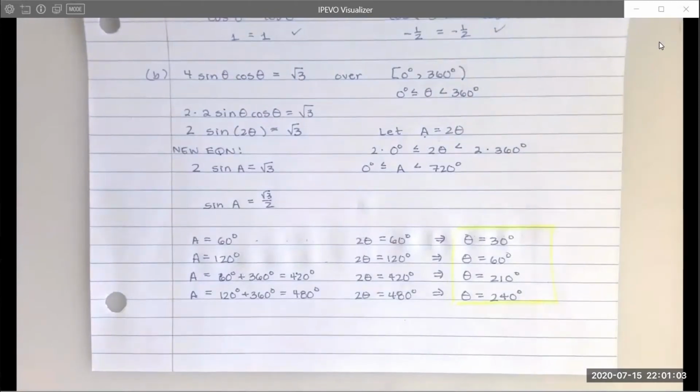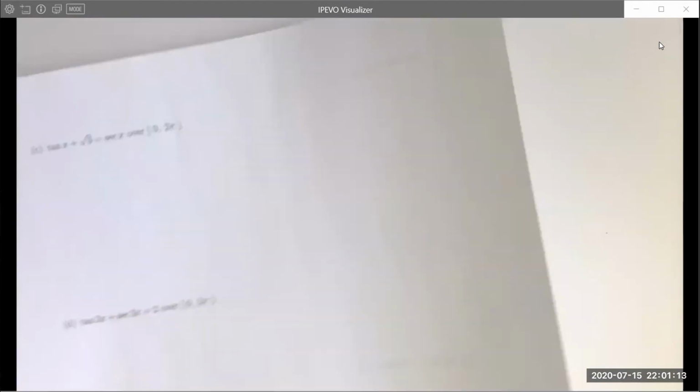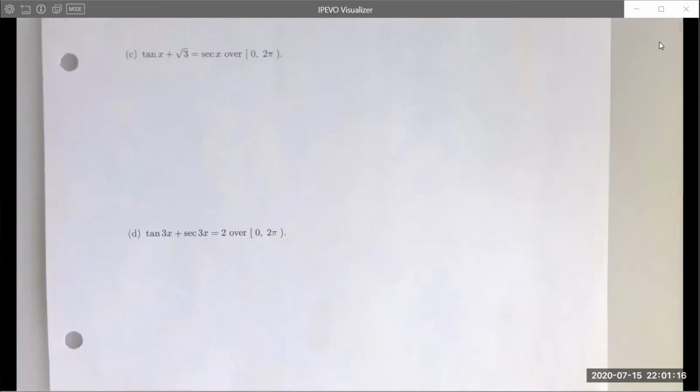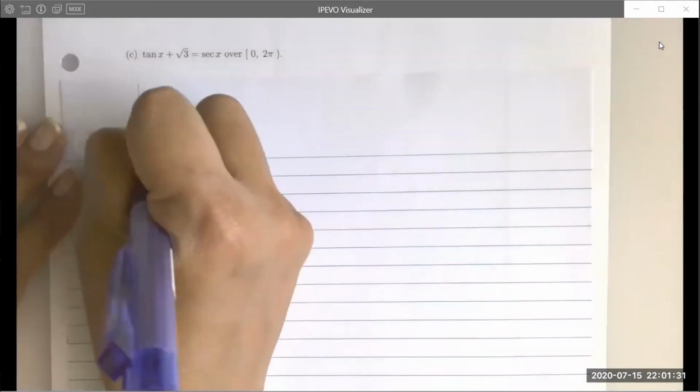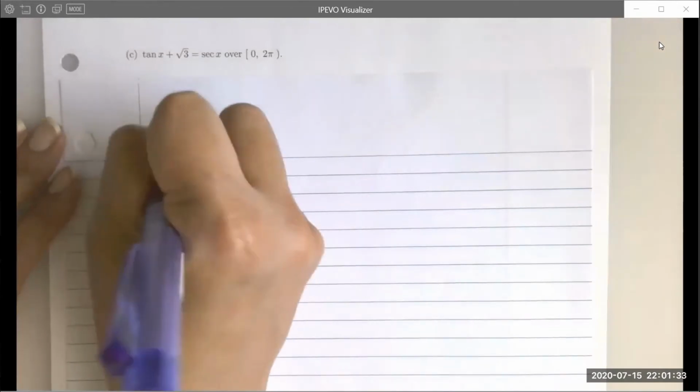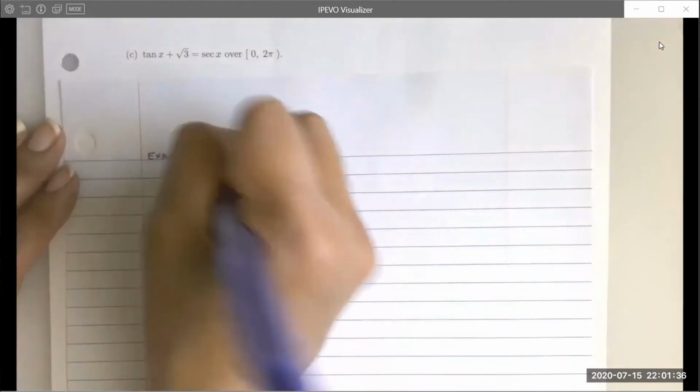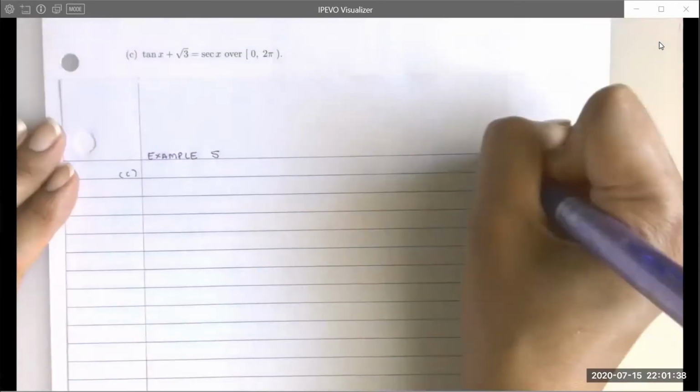So that is example 5, parts A and B. Let's take a look at part C. For part C, we have tangent of x plus radical 3 is equal to secant x, and we want to find all answers over the range 0 to 2 pi. Again, I'm going to use a separate sheet just in case I run out of room. So example 5, part C, and this is for week 14.